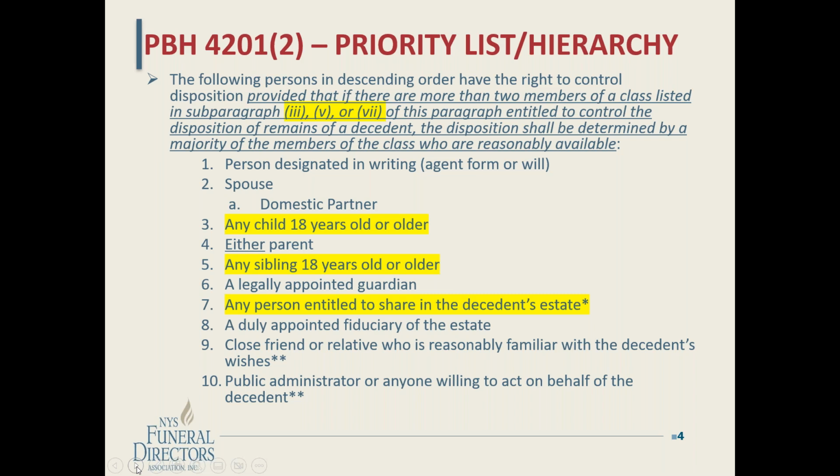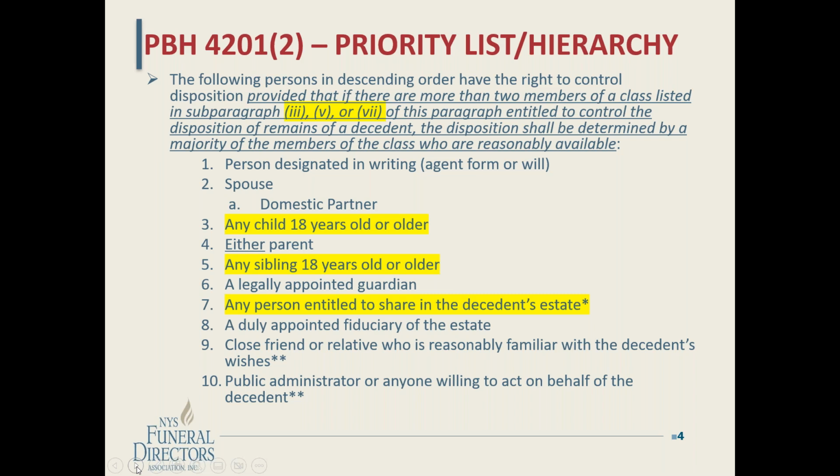Let's go to number 3, any child 18 years old or older. If you have 3 children and they're all 18 or older, you need 2 of the 3 to agree as to what type of disposition will take place in order to move forward. And it's the same with siblings. If you had 5 brothers and sisters, you need 3 of the 5 to agree. So that was the change in law that was put into place in 2022. The list itself has not changed in terms of the priority order.